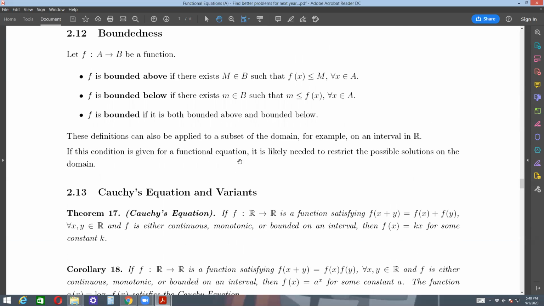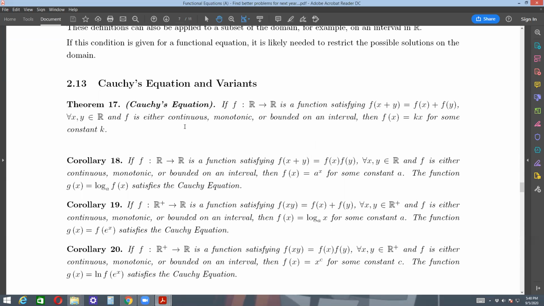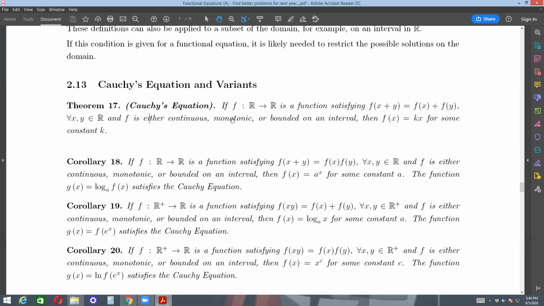And those three things I just mentioned, they're really just used for this. So Cauchy's equation is a special functional equation here. f(x + y) = f(x) + f(y). And for this equation, if you know that the function is either continuous or monotonic or bounded, the three things we mentioned before, you don't need to know anything else. Once this is true, the only solution is f(x) = kx for some constant k.